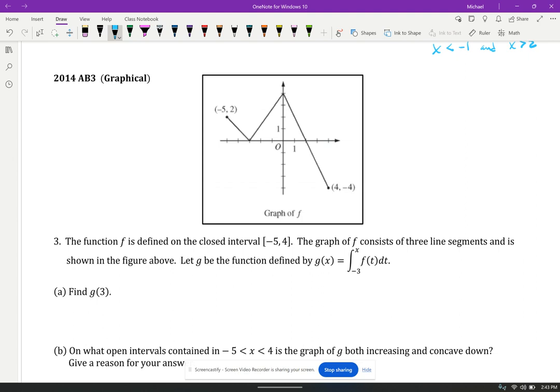So I don't want you to freak out just because it says f of t. f is the name of the function. This is the graph of this f that we're taking the definite integral of. What are we trying to find? We're trying to find g of 3. Well, according to this, g of any x value is the integral from negative 3 to that x value of f of t dt. That means I'm looking for the area under the curve from negative 3 to positive 3.